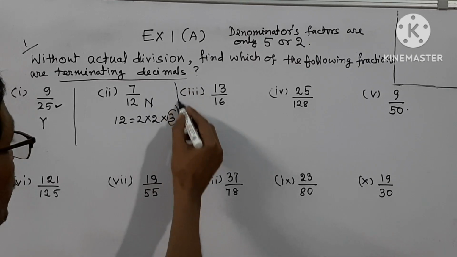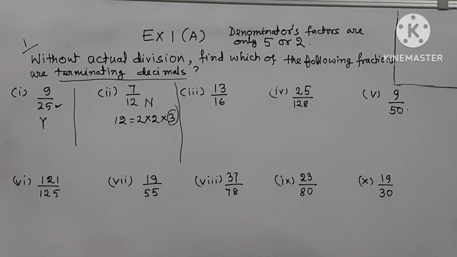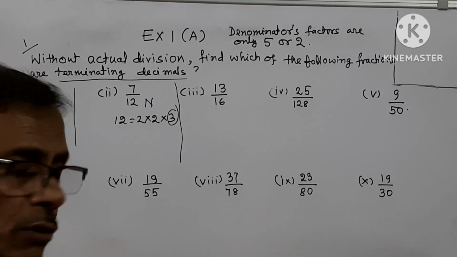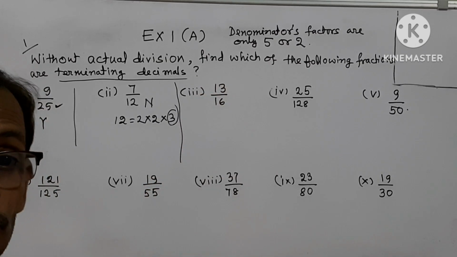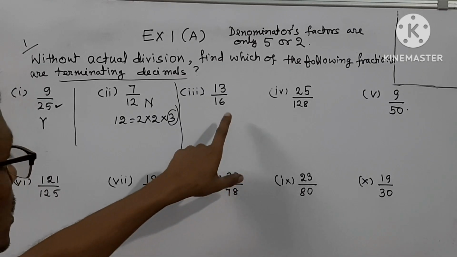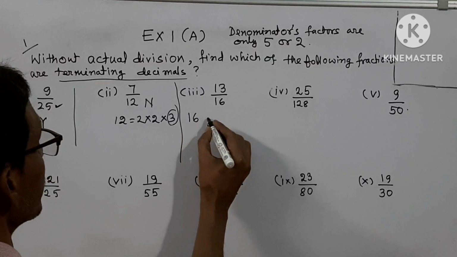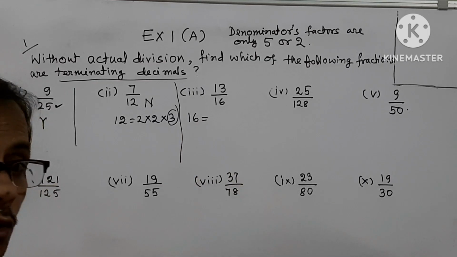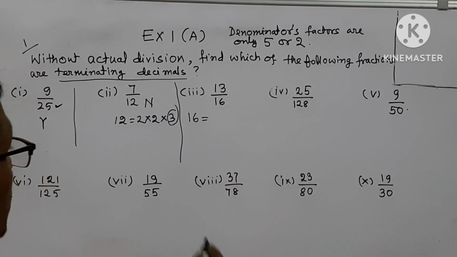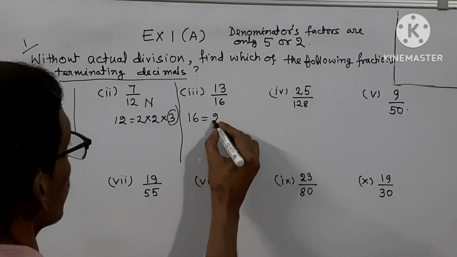Let's see number 3 also. Again, we will not bother about the numerator. We will only look into the denominator. Here the denominator is 16, and 16 is 2 into 2 into 2 into 2. That means 2 to the power 4.